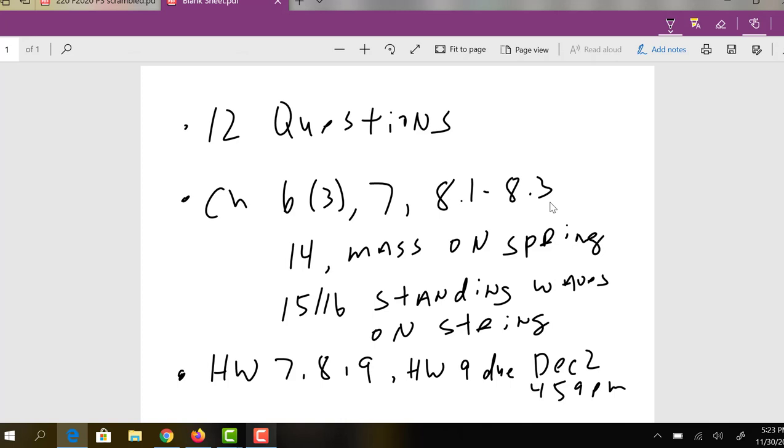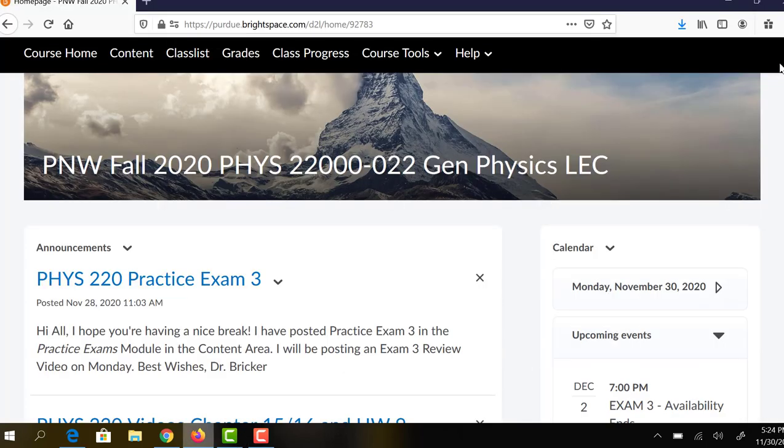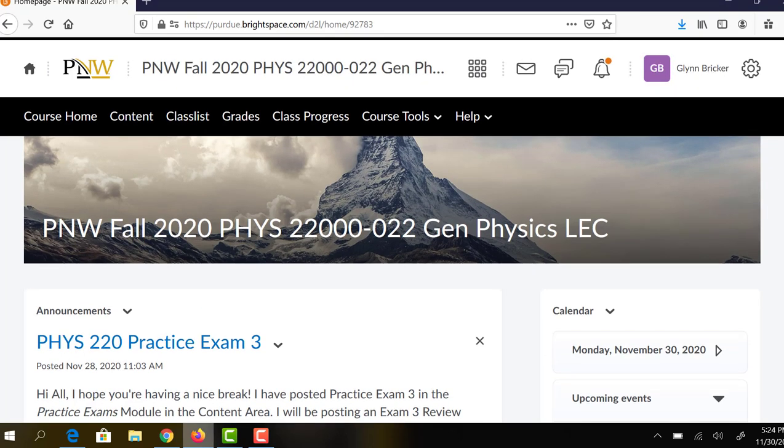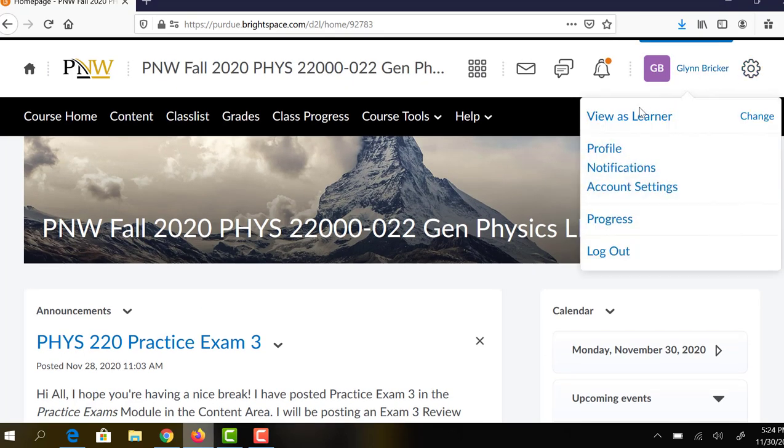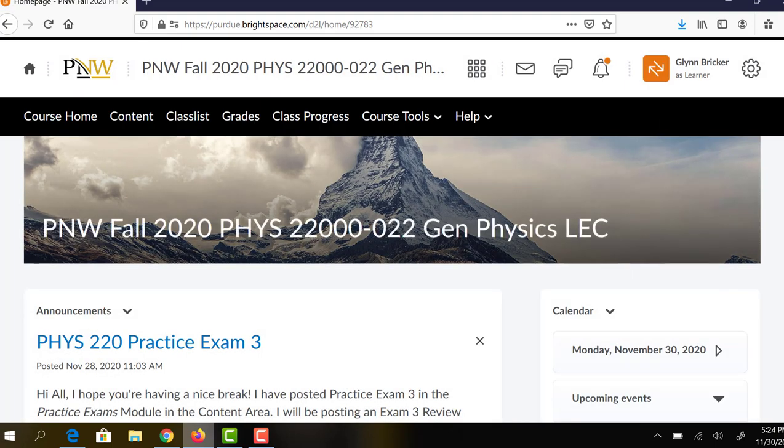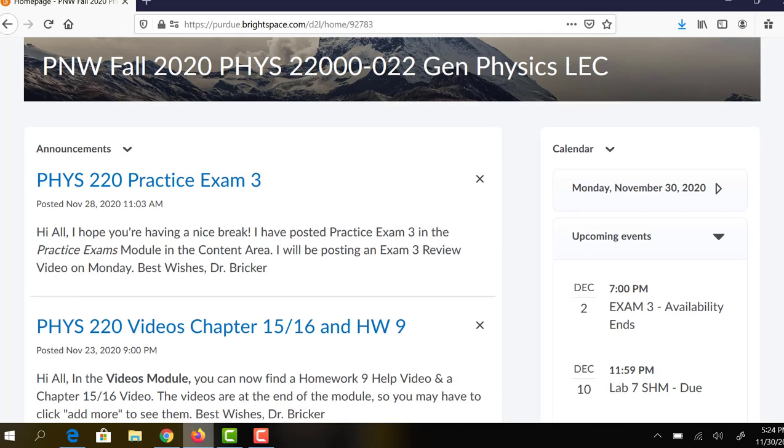So where are you going to actually find the test? Well, it's not in person. Remember, it's going to be online. Let me show you where that's going to be. Okay, so this is the Brightspace page here, and let me actually change it to look just like what it looks like for you. View as learner. Okay, doesn't change too much, but a little bit.